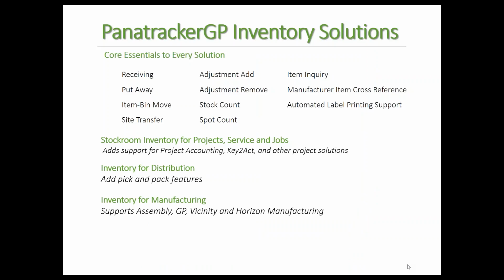Then we have inventory for manufacturing. Depending upon which version level you get, you might also have distribution in there because you might be picking orders, or maybe you don't. It adds support for assembly, GP, Vicinity, and Horizon manufacturing. We have integration to all three of those manufacturing options. For assembly, we've also built out a work order. If you've got pretty simple manufacturing but always wished you could plan what you want to build, we offer a work order feature, and that base is included even down to the essentials.